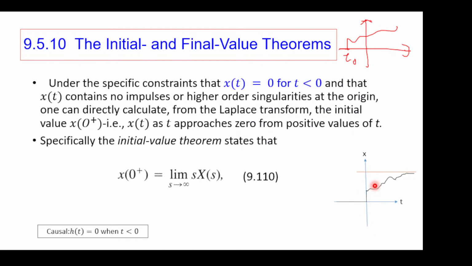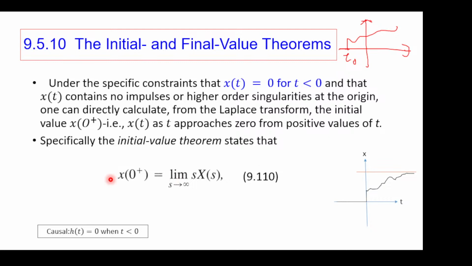The singular doublet, you cannot have then here. So if you just jump here, then you can get this x of 0 plus value, so the height here, by doing the initial value theorem. So you take big X of s times s and take s to infinity, then it becomes x of 0 plus. So magic, but this is true.